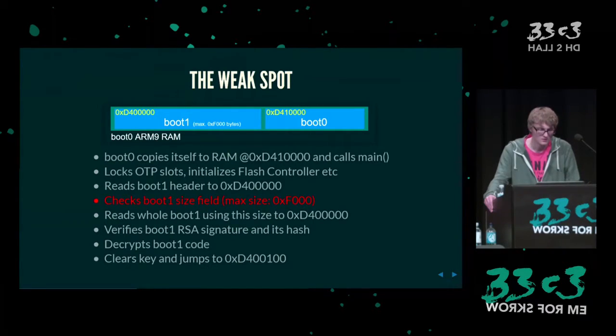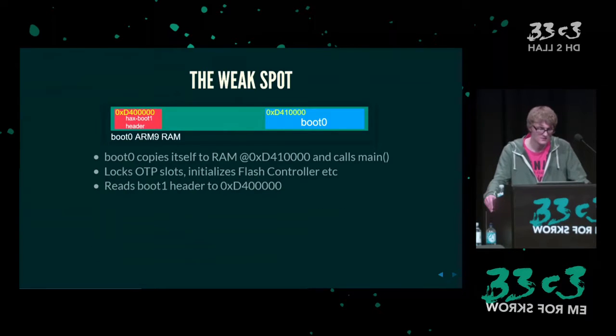So it reads the header, and then it's supposed to do the size check. And this is exactly where we want to glitch it. And eventually, it will just skip the instruction or something else happens, and then basically the size check is bypassed.